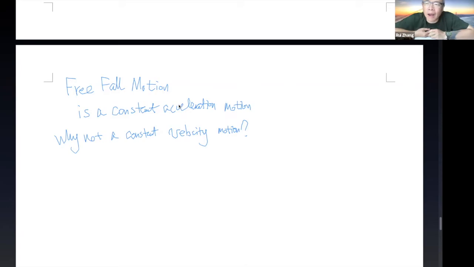Because of gravity. Yes, that's correct. But we haven't learned anything about gravity, so we cannot answer this question using dynamics. We have to answer the question only based on the kinematics that we learned, which is simply describing the motion with velocity and acceleration.